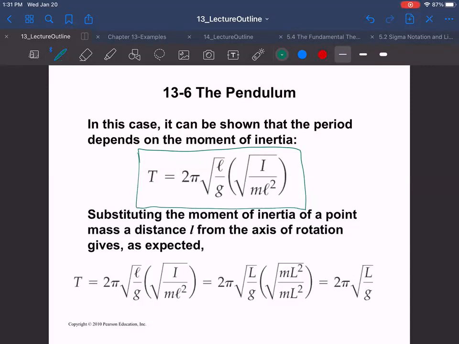No, just a general idea. Resist a change in its rotation, right? So inertia is a resistance to a change in just regular linear motion. Moment of inertia is a resistance to a change in how it's rotating. If it's rotating, it doesn't want to stop, and if it's not rotating, it doesn't want to start rotating.